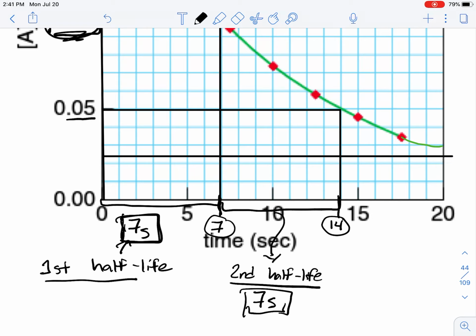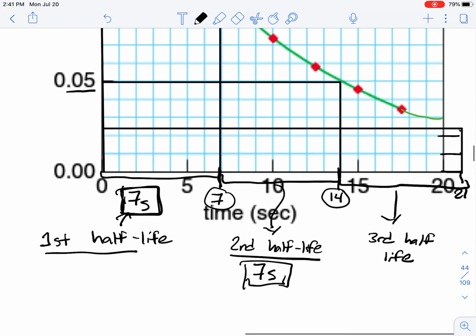And so the graph doesn't really go too far, but I'll go ahead and tell you right now that if we expand this by one more space, in other words, it's going to be 21 seconds. The third half-life is still going to take 7 seconds.